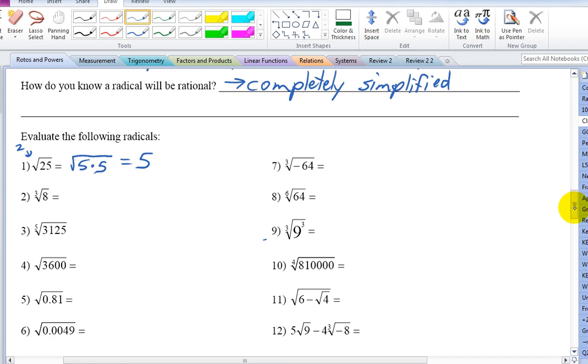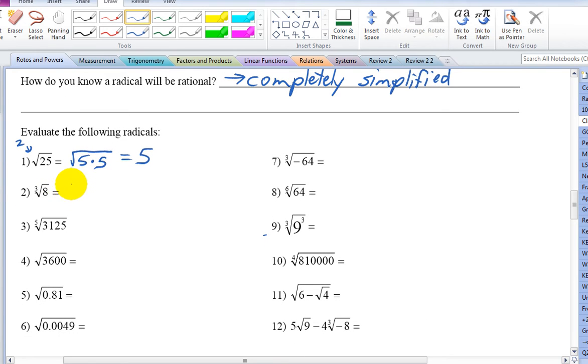Now, if it's in a cube, what number multiplies itself 3 times to equal 8? Guess and check. It's got to be small. 1 times 1 times 1? No. 2 times 2 times 2? Kayla, what do you think?